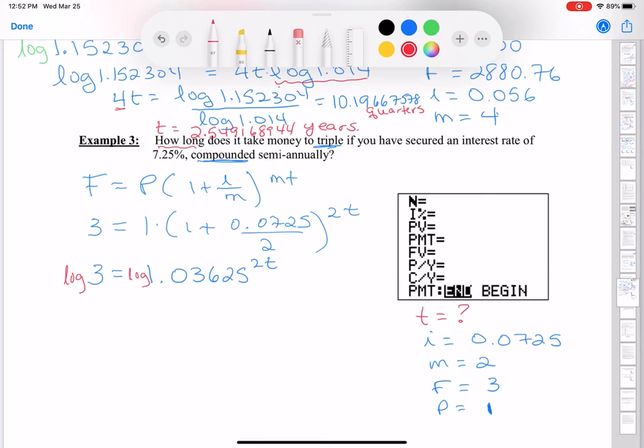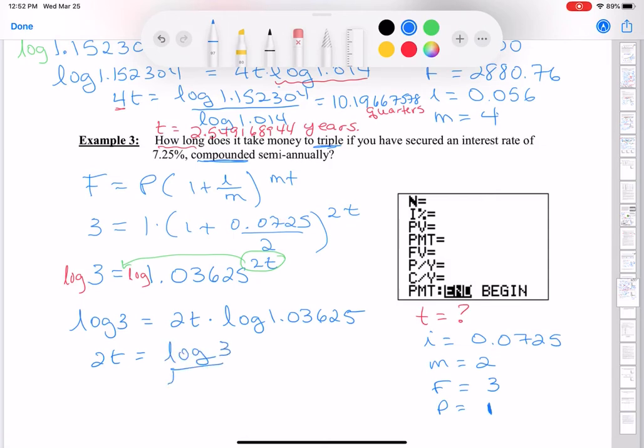Again, I can now bring my exponent down to the front, and that leaves me with log 3 is equal to 2t times the log of 1.03625. I'm going to solve for 2t, and then for t. I'm going to divide both sides by the log of 1.03625. So I'm left with log 3 divided by the log of 1.03625. Punch that in my handy dandy calculator.